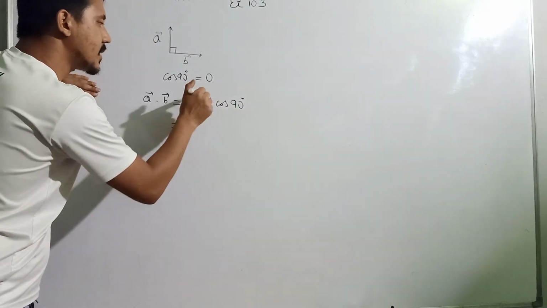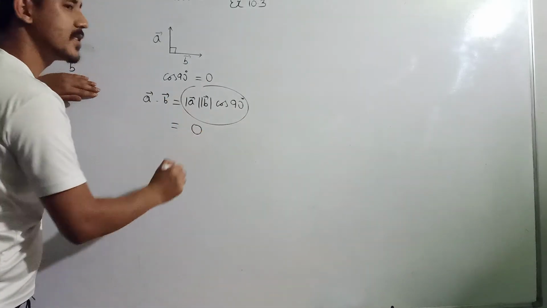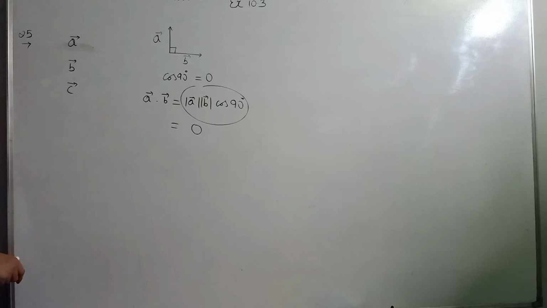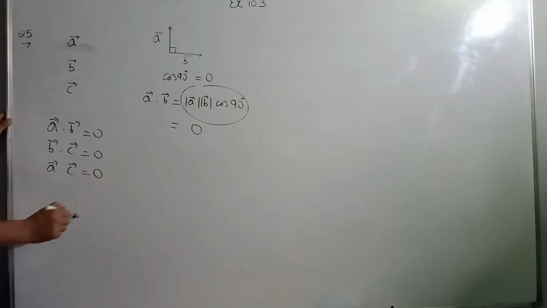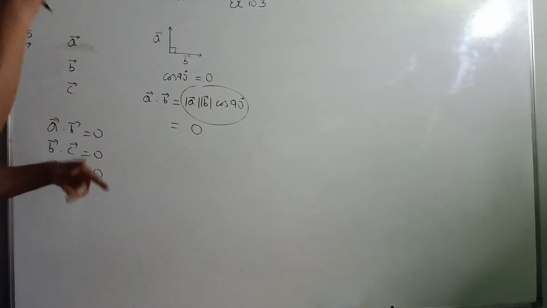And if cos 90 is 0, their scalar product will be 0. So in order to show that these three vectors are mutually perpendicular, you need to show that A dot B is 0, you need to show that B dot C is 0, and you need to show that A dot C is also 0. Then the three vectors will be mutually perpendicular.